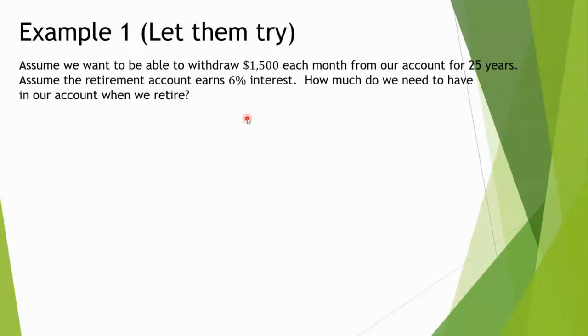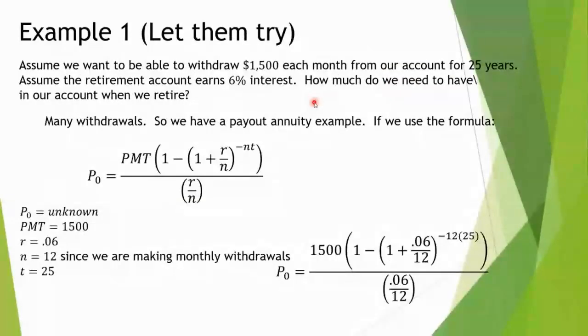Now, notice that we're going to do multiple withdrawals. That's implied. We're going to withdraw an amount each month for 25 years. So since we're making many withdrawals, that tells us we want to use a payout annuity formula. In other words, we want to use this formula. That's what we want to use.